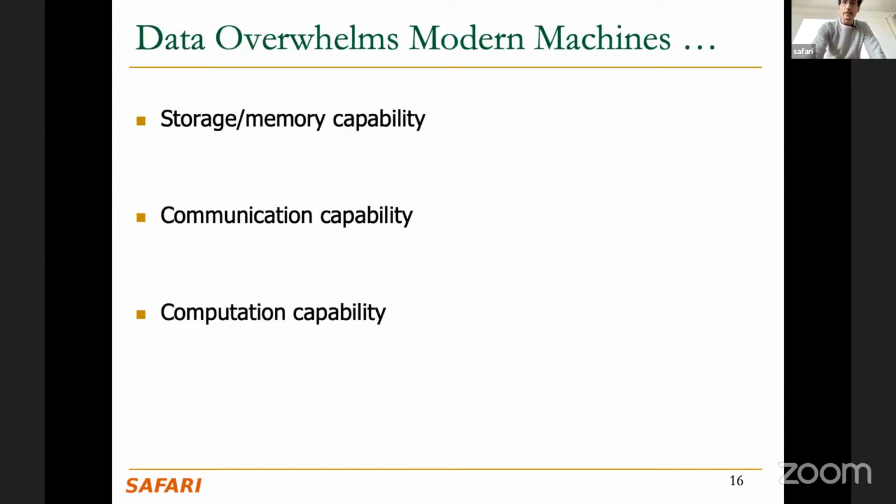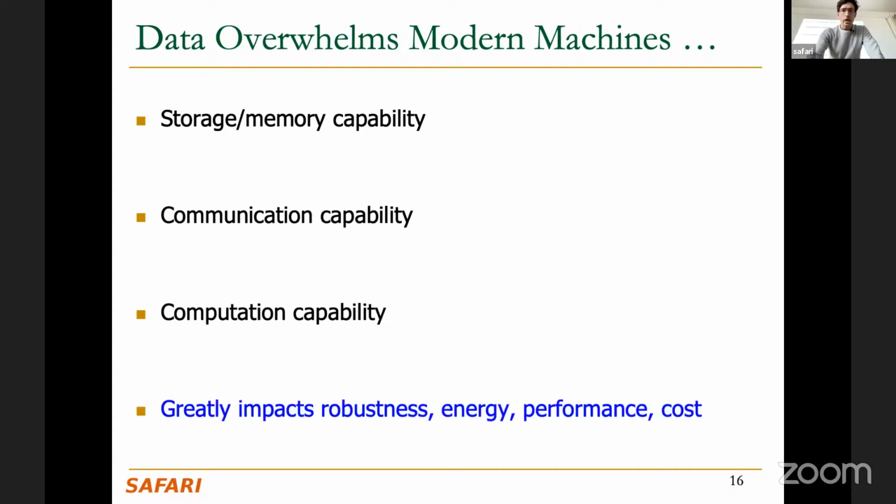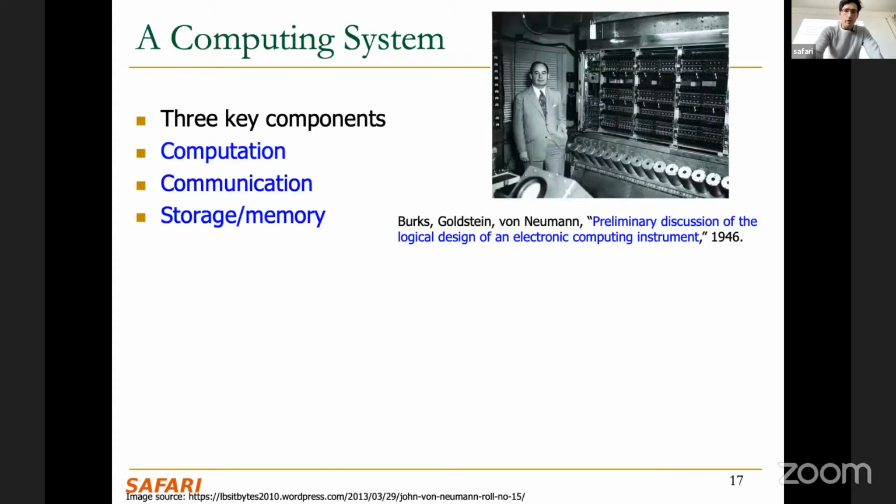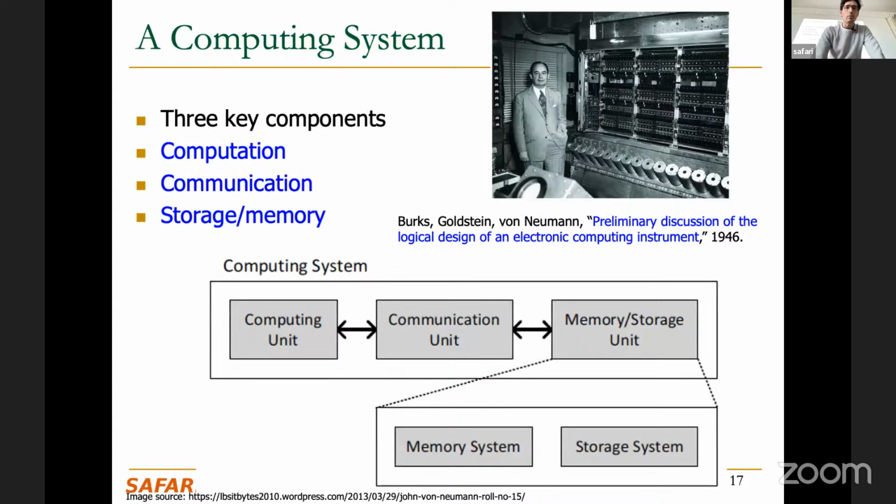So, in summary, data overwhelms modern machines, and this affects storage and memory capability, communication capability, basically this data movement that we are talking about, and also computation capability as well. And this greatly impacts robustness, efficiency, energy efficiency, performance, cost, etc. So if we think about the communication cost, part of the issues come from the way that computing systems are designed, not currently, but already for many, many years.